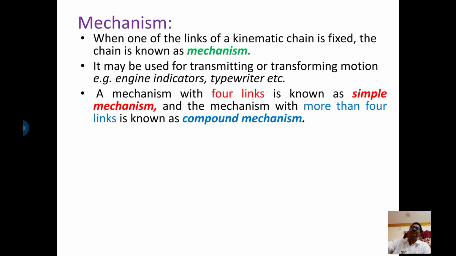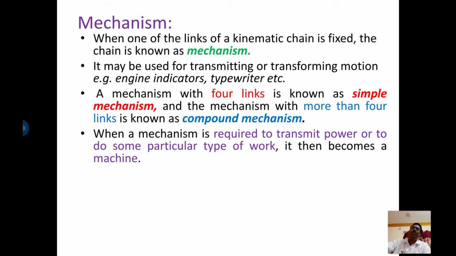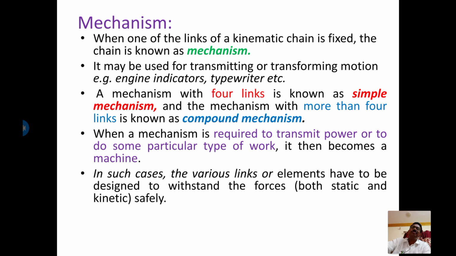A mechanism with 4 links is known as a simple mechanism, and a mechanism with more than 4 links is known as a compound mechanism. If a mechanism is required to transmit power or to do some particular type of work, it then becomes a machine. So a machine means it is doing some work.